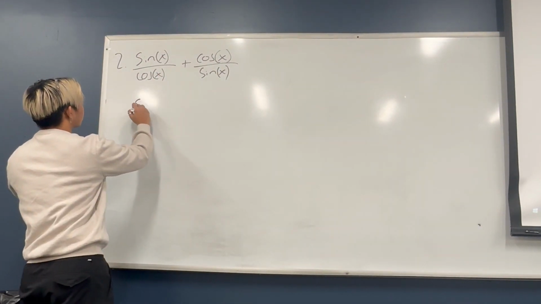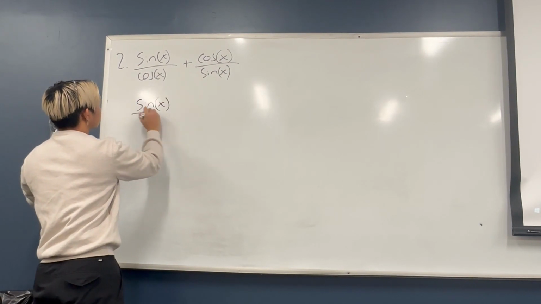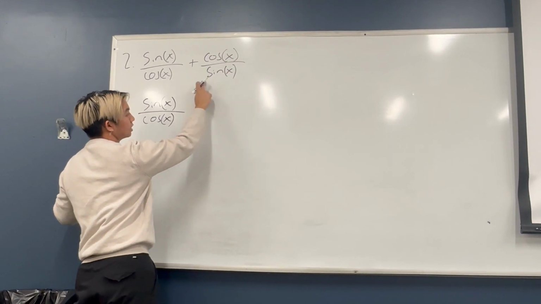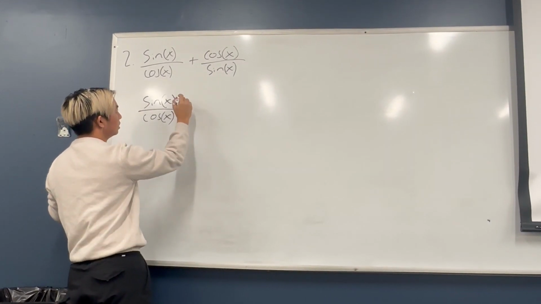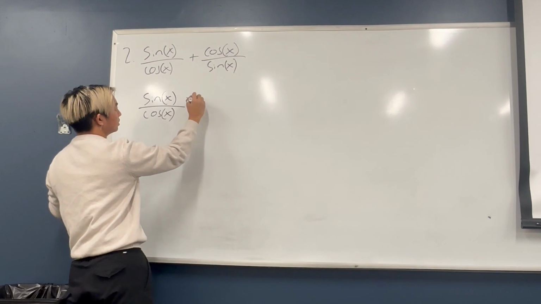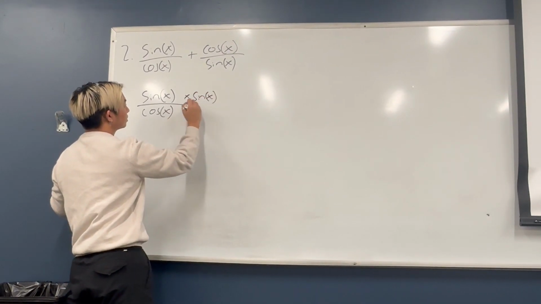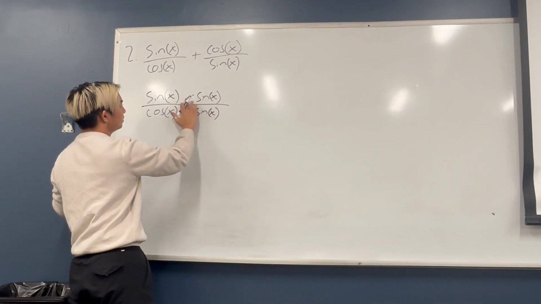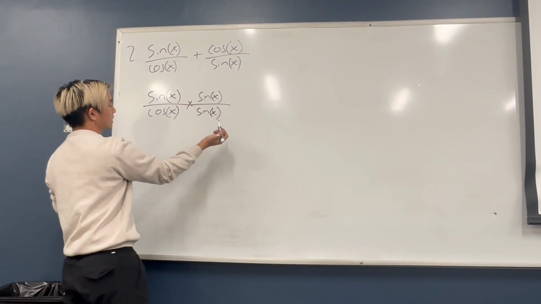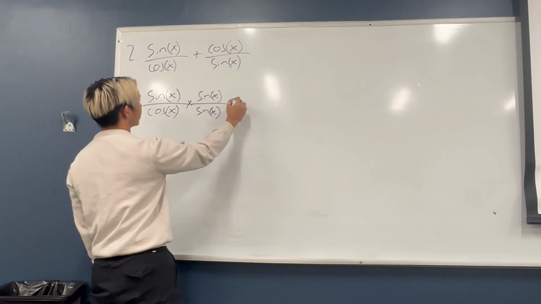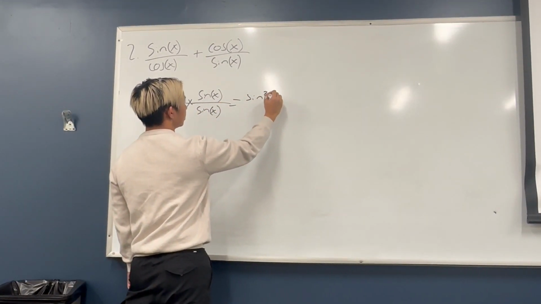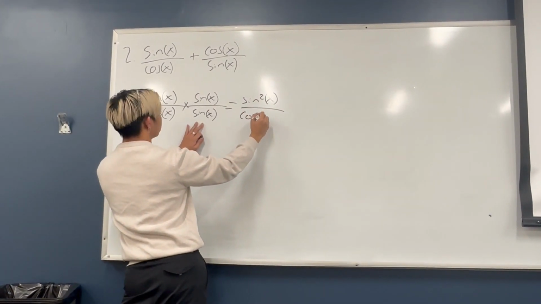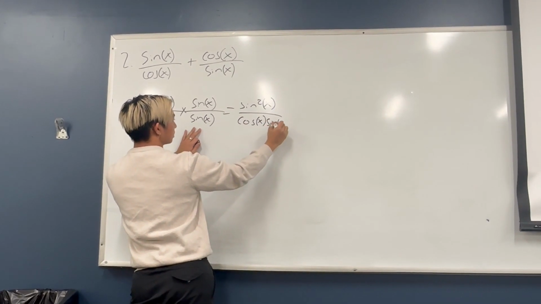So we have sine of x over cosine of x. I'm going to multiply the denominator of the other fraction to the top and bottom here, so I'm going to do times sine of x over sine of x. So if we multiply across, what do we get? We get sine squared of x over cosine of x sine of x.